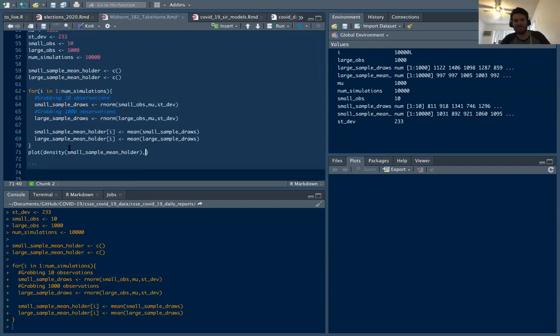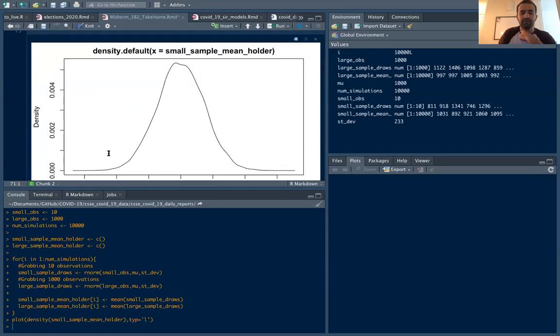Well, so in this case, you're basically getting 10,000 samples, right? That's the number of simulations that you're running. So it's 10,000 simulations. In each of the 10,000 simulations, first we're simulating grabs of 10, second one we're simulating grabs of 1,000. And then I'm asking you to basically plot out the density of the small sample.